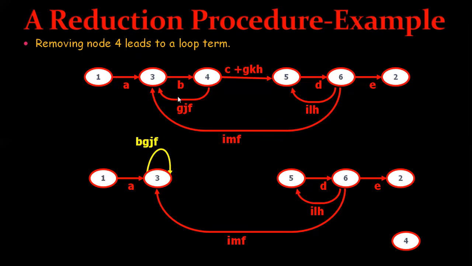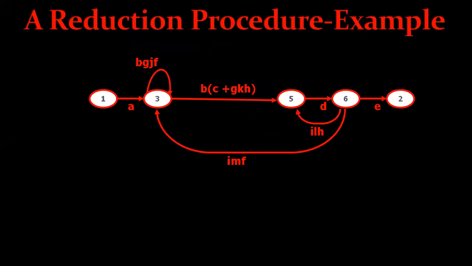First 3 to 4, which is B, G, JF, not G, JF, B. So don't forget here, commutative law does not hold. So B, G, JF we have to write. Then by removing the node 4, see, these are sequential edges. So if they are sequential, then we have to do the product. So it is B into C plus GKH, this link. So by removing node 4, we get this. So now my node 4 gets vanished. So this is what we are left with. So this is my new control flow graph.